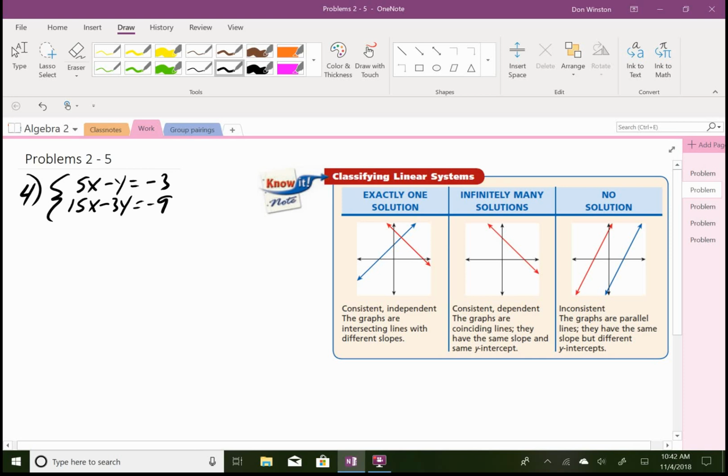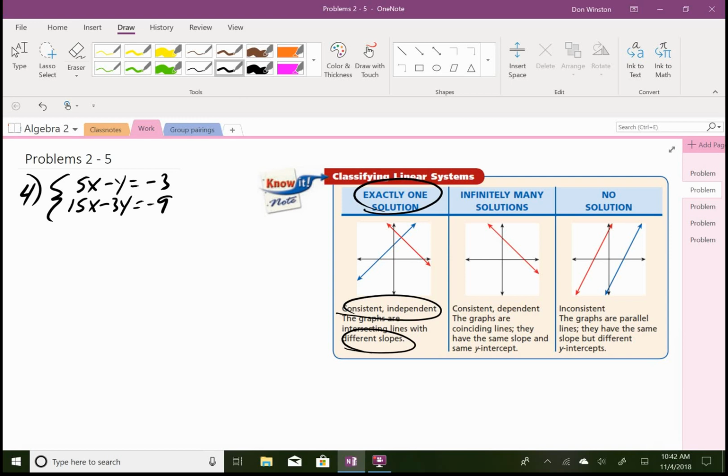Okay, question 4 and 5 is asking us to classify a system of linear equations and then describe the number of solutions. So to recall before we actually do the problems, when two lines have different slopes, they have to intersect somewhere. We'll get exactly one solution. We say that's consistent independent. Consistent meaning we get a solution. Independent meaning we have different lines.